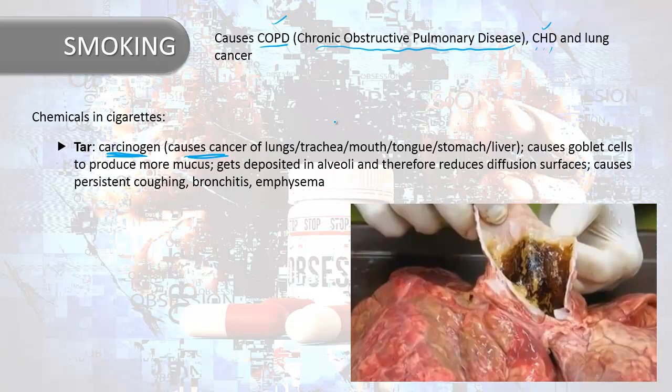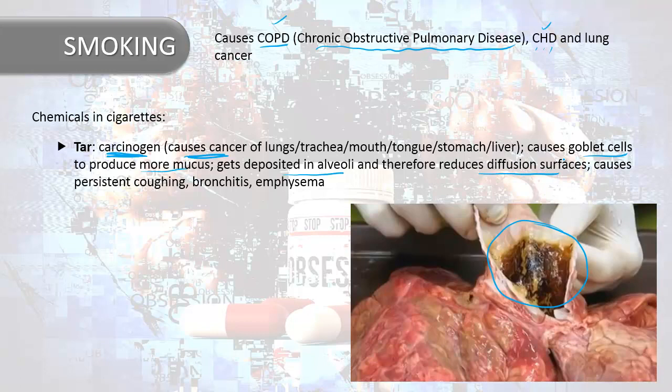It's a kind of sticky substance. As you can see in this picture, it forms a coating along your whole respiratory tract. And therefore, the goblet cells that are lining your respiratory tract end up producing more mucus. With more mucus getting collected over there, it gets deposited slowly in the alveoli, which are supposed to be for gas exchange. But because of the presence of this mucus, the diffusion surface for gas exchange is reduced.